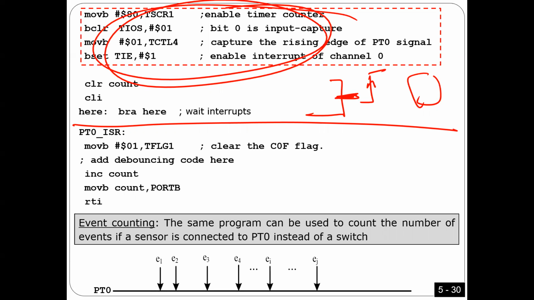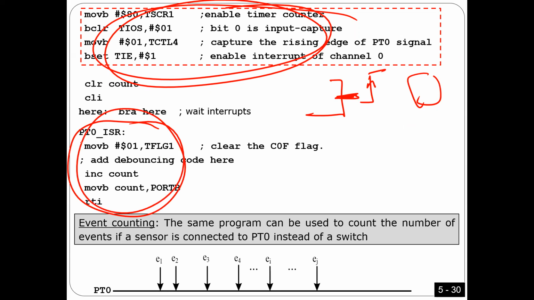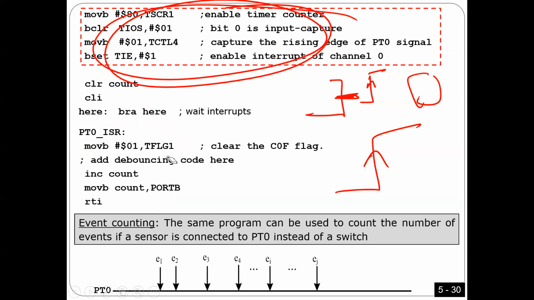So now I have a subroutine here. Every time there is a rising edge, I select rising, right? Yes, here I'm selecting rising. So every time there is a rising edge, you are going to execute this subroutine. So now, what do you want to do here in the subroutine? For sure you have to clear the flag bit. You can add the debouncing code here. All I'm going to do is increment a count, and copy this count to port B.